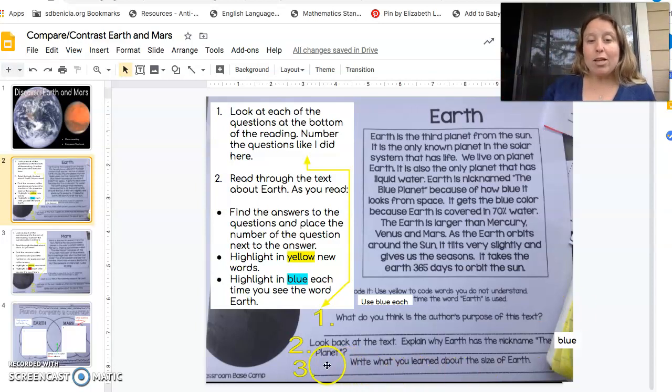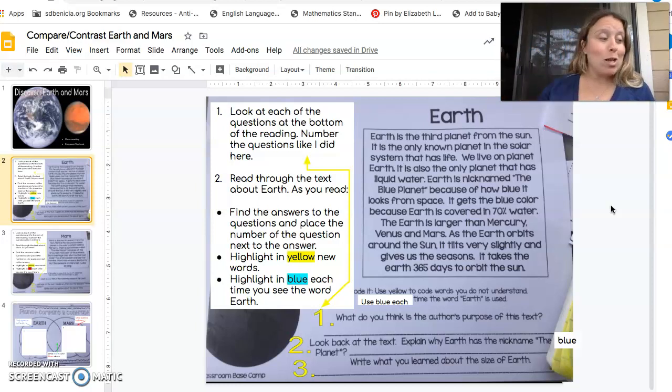And number 3, write about what you learned about the size of Earth. So the key word there is size. As I'm reading, when I see the word size, I'm going to maybe circle it or underline it, and then I'm going to underline the rest. That way I can write it down.